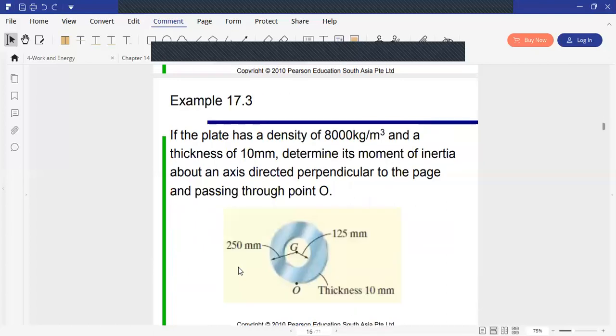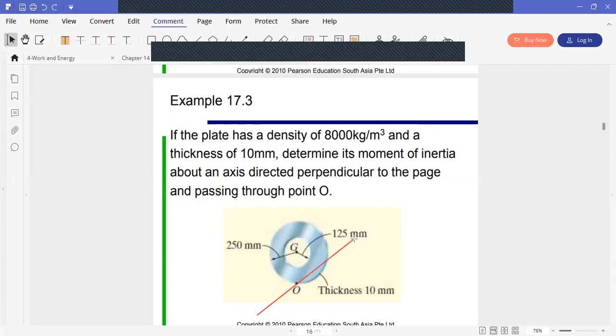So the following plate has a density of 8,000 kilogram per meter cube and a thickness of 10 millimeter. Determine its moment of inertia about an axis directed perpendicular to the page and passing through point O. So in this problem, they want us to find the inertia of this shape about an axis perpendicular to the disk passing by O, about this axis.